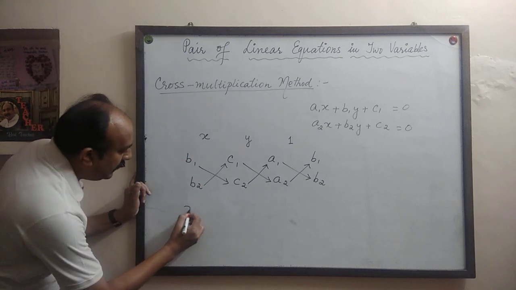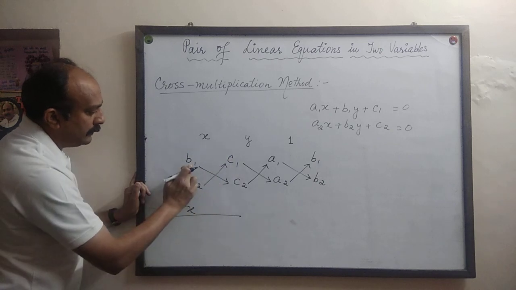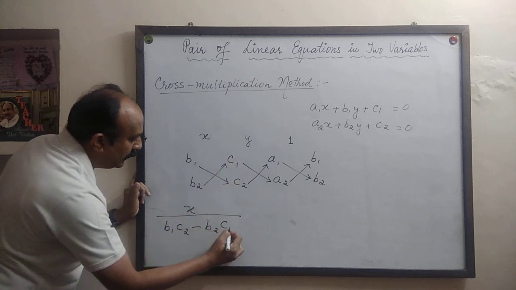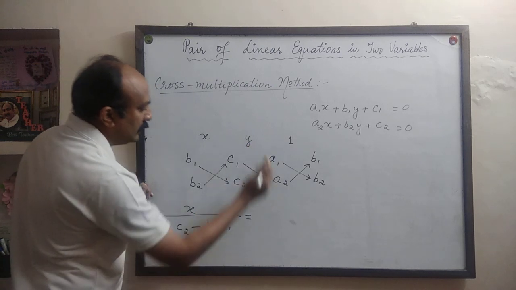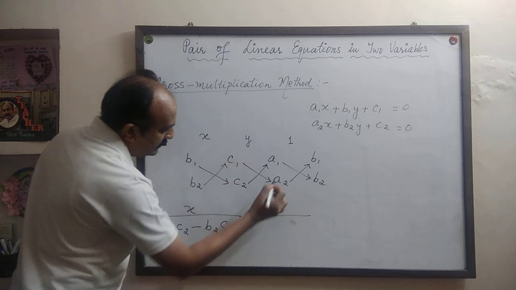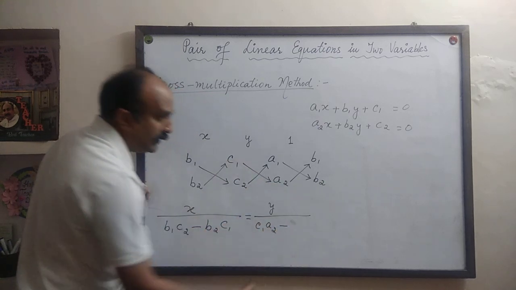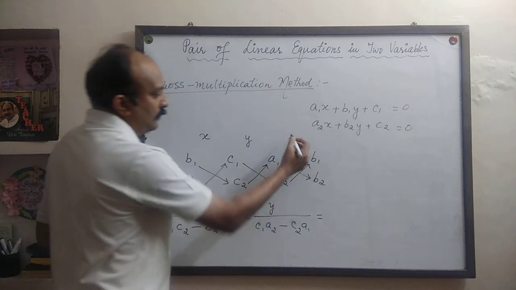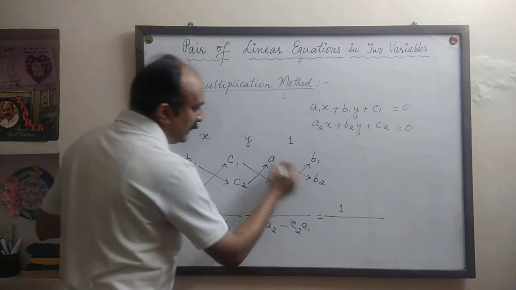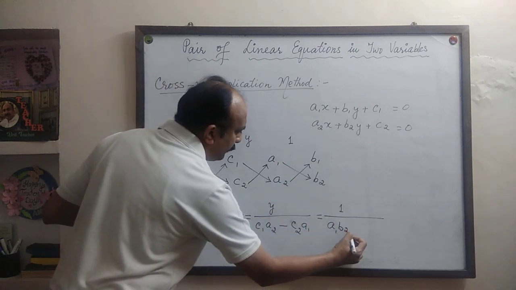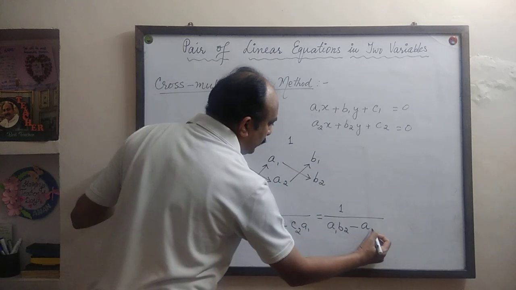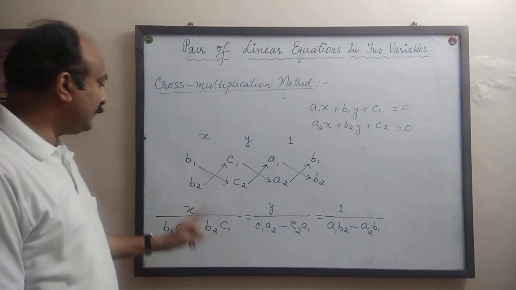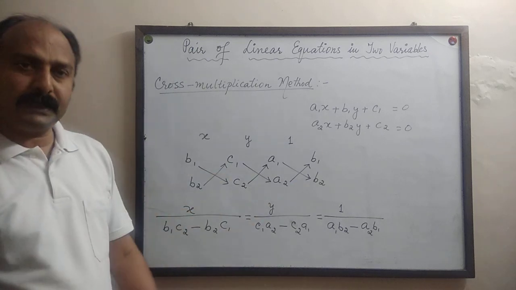Listen here. x upon b1 c2 minus b2 c1 is equal to y upon c1 a2 minus c2 a1 is equal to 1 upon a1 b2 minus a2 b1. This is the formula to find the values of x and y using cross multiplication method.